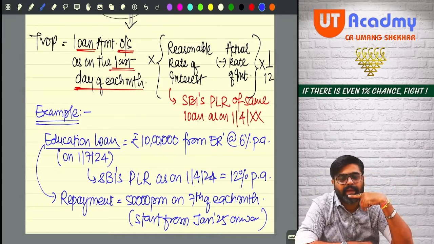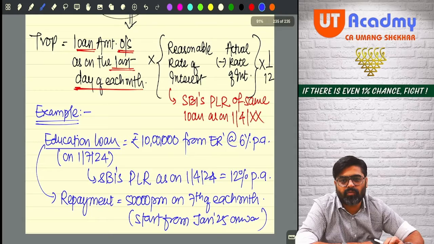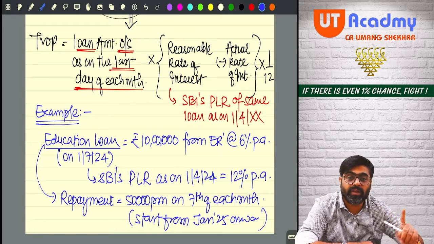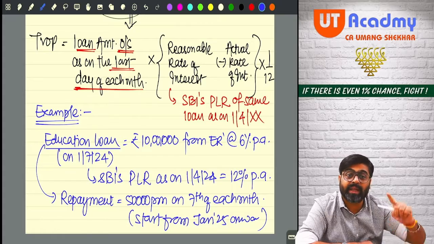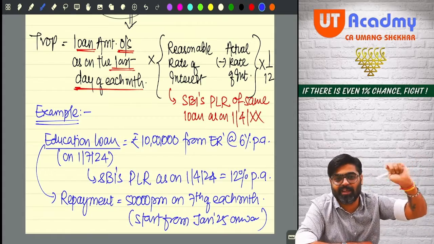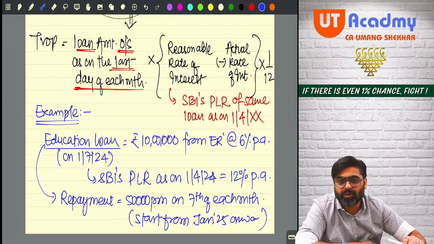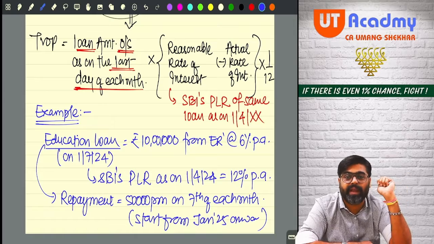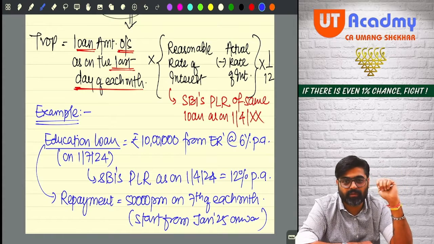But tell me, can I say for the months of January, February and March, the loan amount outstanding as on the last day of these months will change? Because every month on the 7th, I am repaying 50,000. So January, I have repaid 50,000 on 7th January. So 9 lakh 50 will be the loan amount outstanding as on 31st January. Yes or no? So for January, the interest benefit will not be calculated on 10 lakh, it will be calculated on 9 lakh 50. That will be 4750.